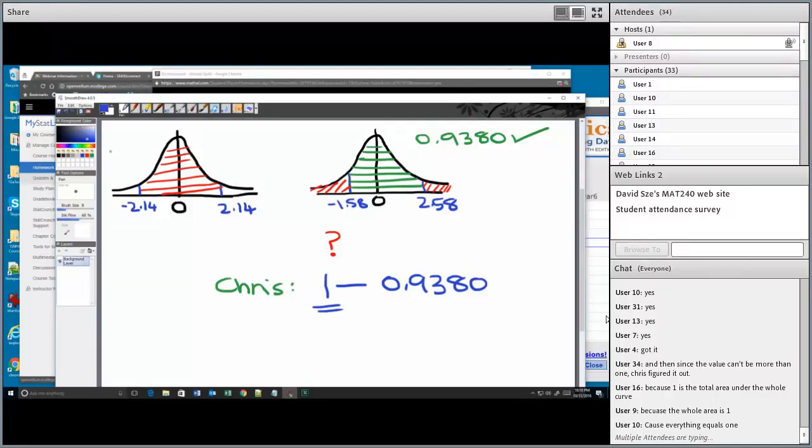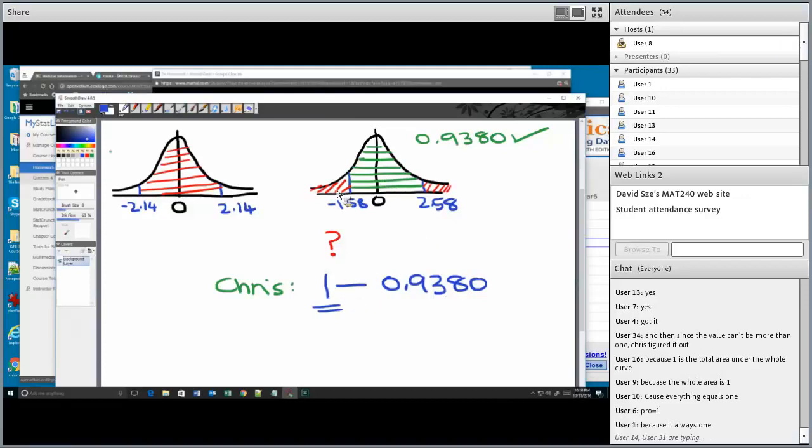Yes, everyone's got it now. Because we said the area under the curve, the entire curve is 1. So obviously if I take 1 and I subtract the middle area, I get the region on the two ends, the red region, right? So this is 1 minus 0.9380.